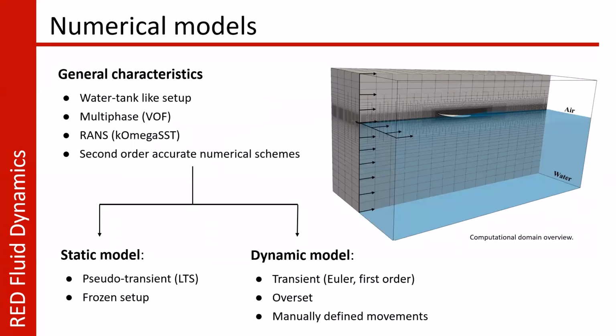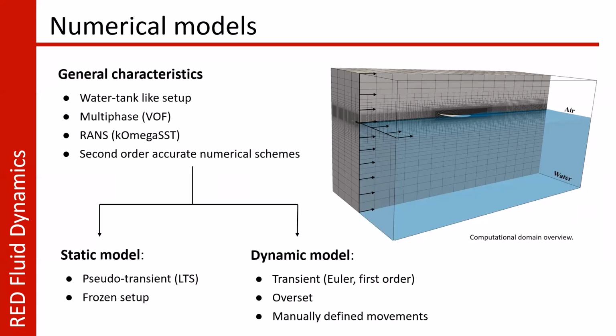Basically, we have two different models, the static one and the dynamic one. In both models, the surfboard is placed in a domain in a water tank-like setup, where it is invested by a multi-phase flow treated with the VOF technique. The RANS equations are solved, and the k-omega SST model is employed. To reach accurate enough results, we always use second-order numerical schemes.